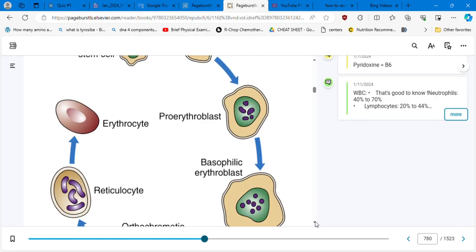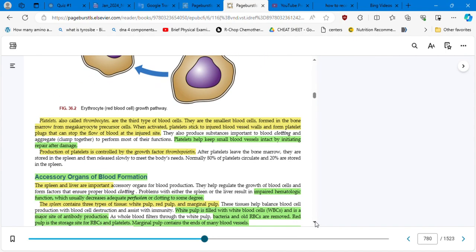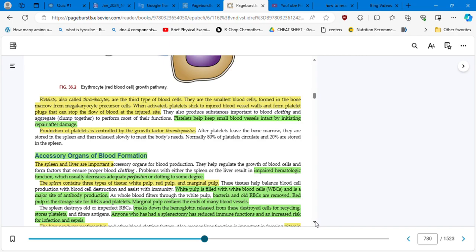Let's move forward. Platelets, also called thrombocytes, are the third type of blood cells. They are smaller blood cells formed in the bone marrow from megakaryocyte precursor cells. When activated, platelets stick to injured blood vessel walls and form platelet plaques that can stop the flow of blood at the injured site. Platelets help keep small blood vessels intact by initiating repair after damage. Production of platelets is controlled by the growth factor thrombopoietin. So for red blood cells, it's erythropoietin. For platelets, it's thrombopoietin.